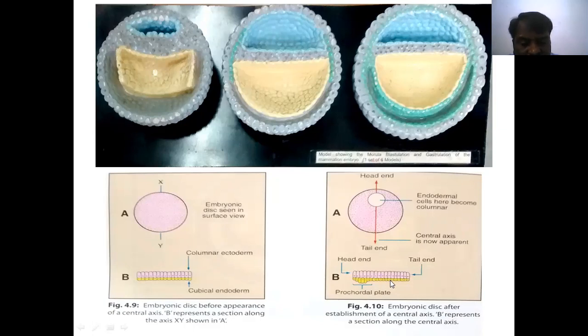So in these endoderm cell layers, at one end the cells proliferate to form columnar cells. That is called the prochordal plate. This prochordal plate, here, is called the head region. On the other side, opposite, we can identify this columnar cell as the tail end. This is where the prochordal plate is formed. This is the head fold. This is the head end, and this is the tail end.